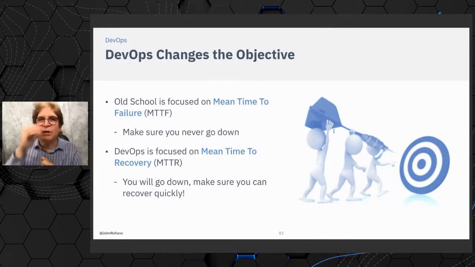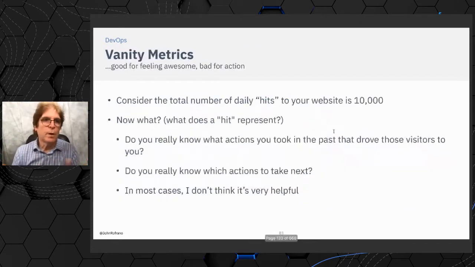DevOps also changes the objective. We used to think about mean time to failure. You put it on big iron, don't let it ever go down. Check, double check before you make any move. But now it's all about mean time to recovery. Yeah, I'm going to run fast, I'm going to fall, but I can get up really quick and keep running. I will get further down the road running, falling, and getting up than you will tiptoeing very carefully down the road. And you may never fall, but I'm going to get there first.